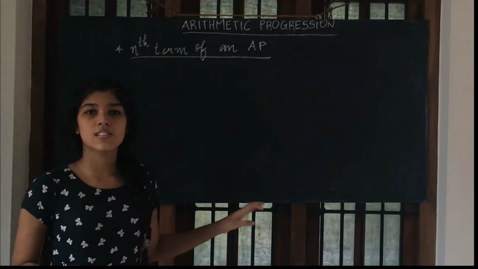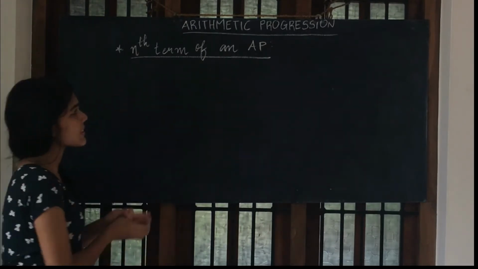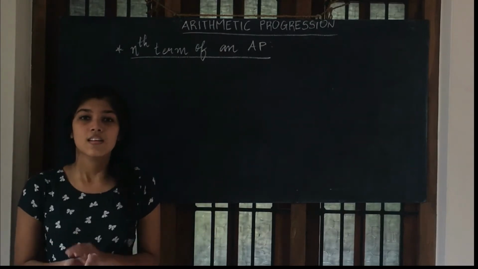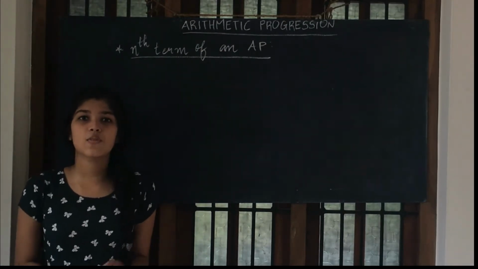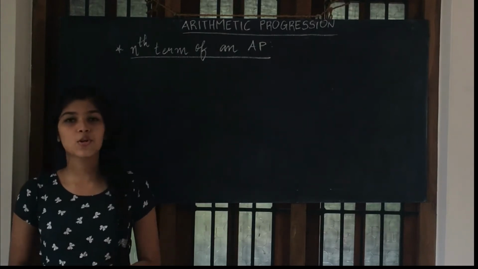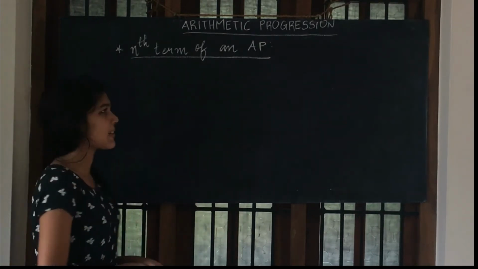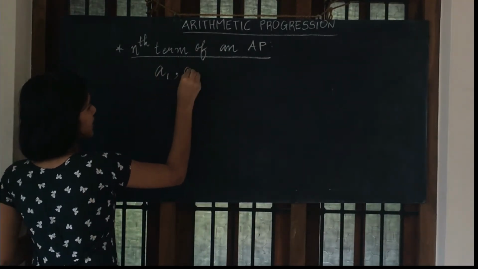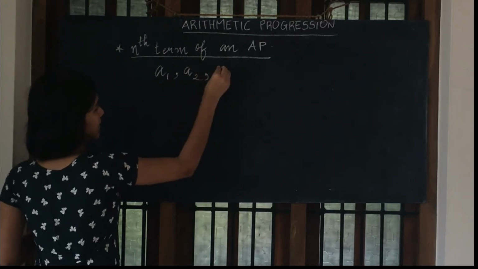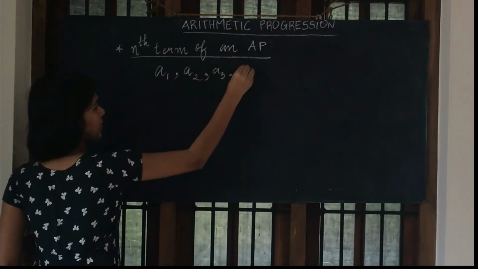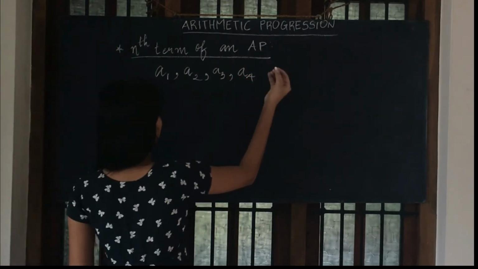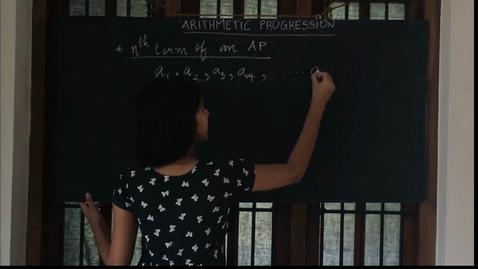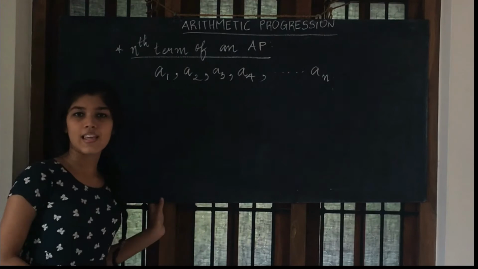Now let's move on to the next subtopic of the chapter, that is the nth term of an AP. For example, if someone asks you what is the 100th term of an AP, or say what is the 1000th term of an AP, I hope after this session you will be able to answer that. Let's consider an AP with A1 as the first term, A2 as the second term, A3 as the third term, A4 as the fourth term, till An, where An is the nth term of an AP.